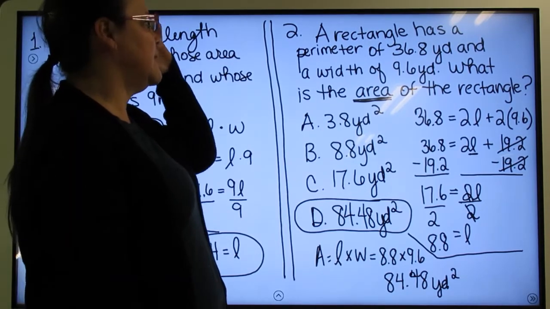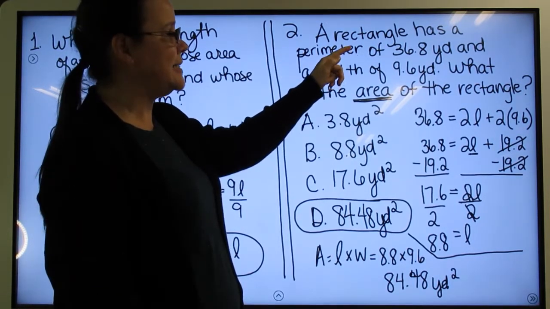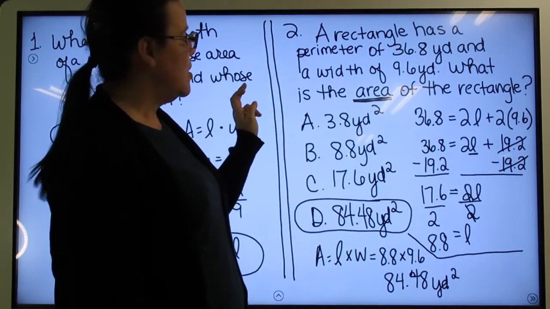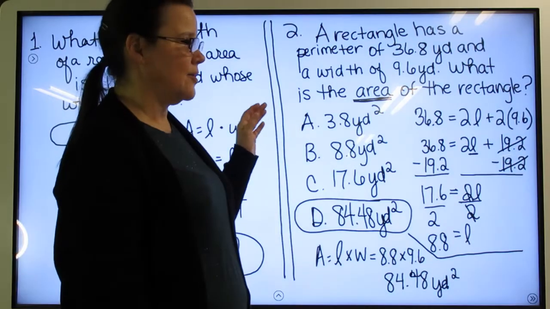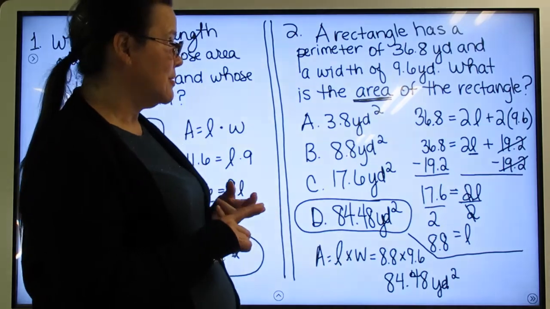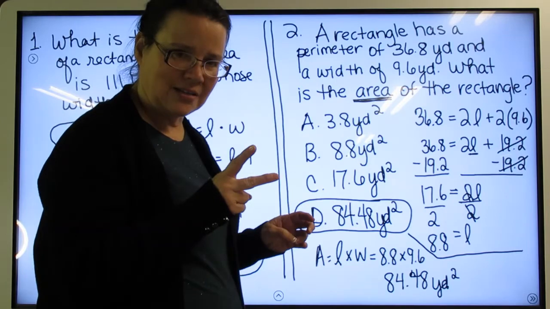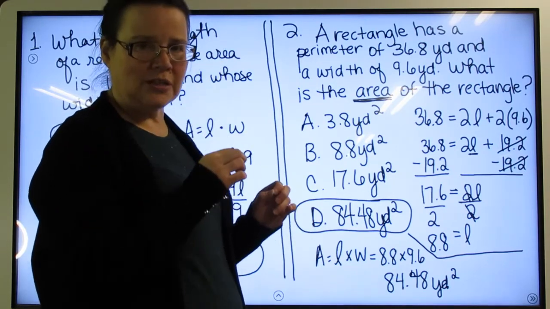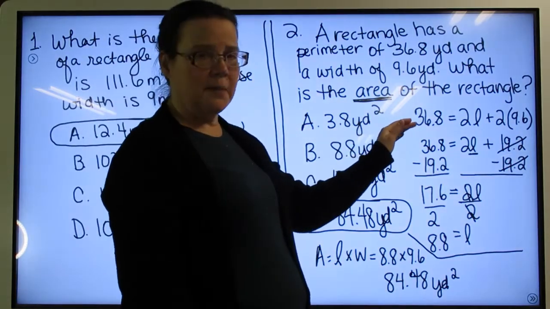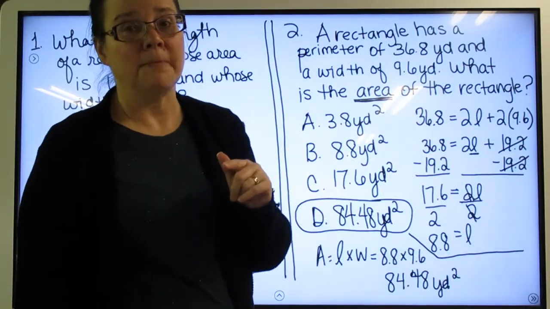This one over here: a rectangle has a perimeter of 36 8/10 yards and a width of 9 6/10 yards. What is the area of the rectangle? Now pay attention. The question is what the area is. They gave you the perimeter and they gave you the width, but you don't know the area. So it's a two-step process. You have to think of these questions that they give you and what steps you have to take. So, first, I'm going to find out what my length is before I find out my area.